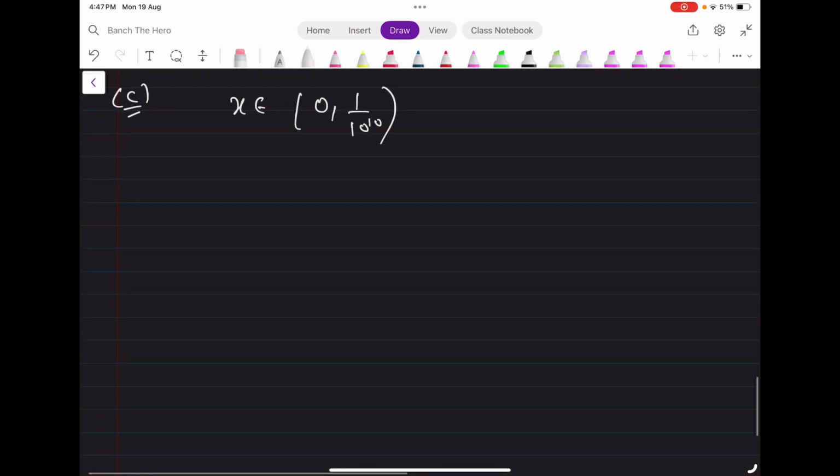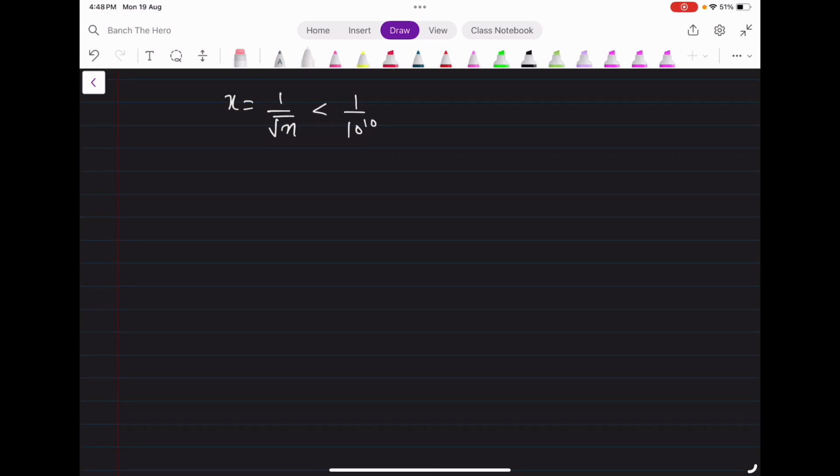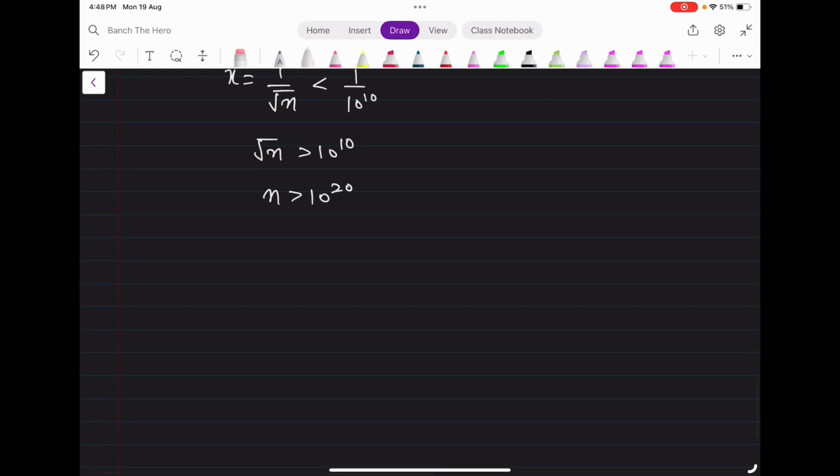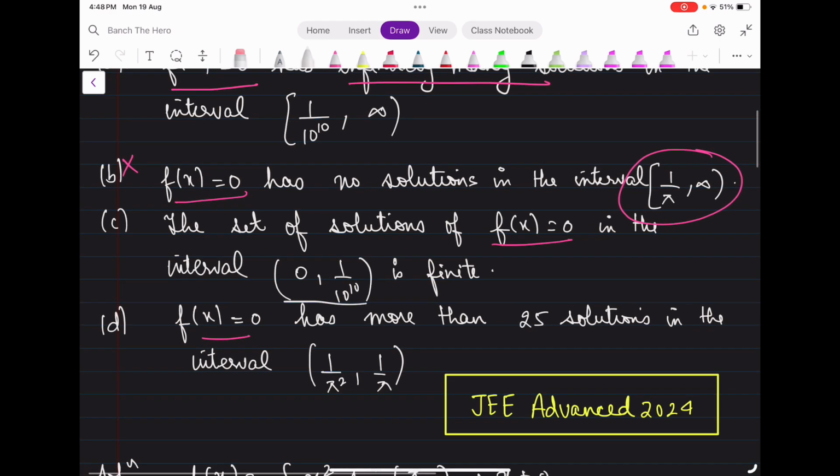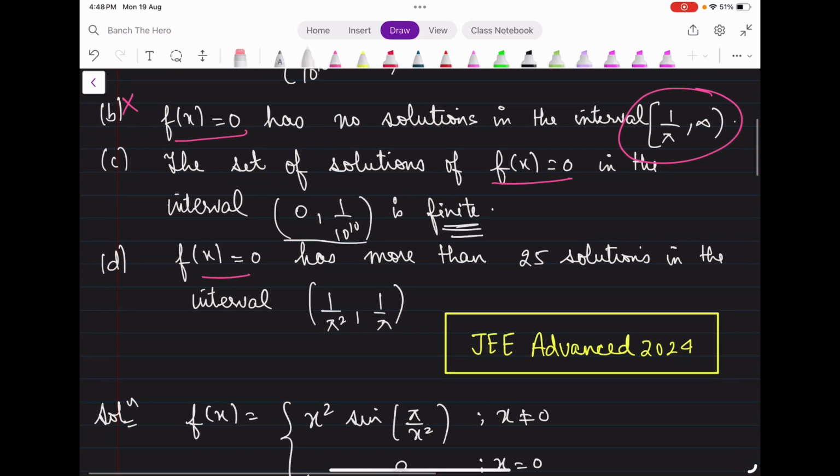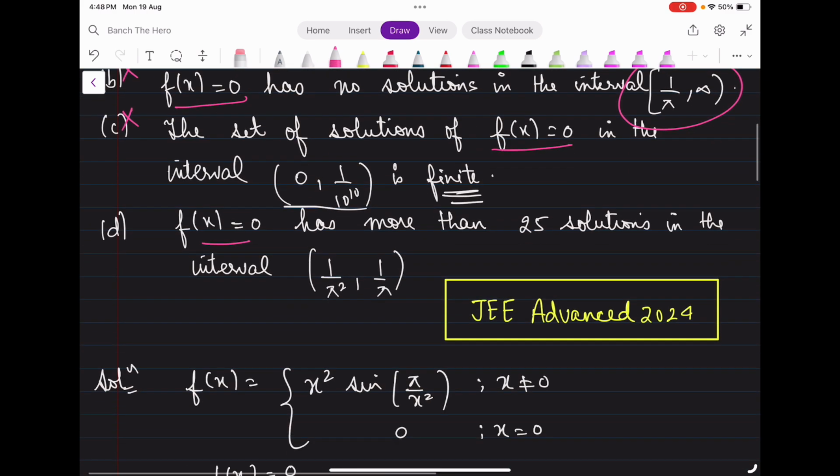Right? In that particular situation, what was your x? x was nothing but 1 by root n, between 0 to 1 by 10 raised to power 10. It's not greater, right? So now moving on, we cross multiply: root n greater than 10 raised to power 10. It means n should be greater than 10 raised to power 20, which gives us infinitely many solutions. But the third option says, just go back and check, the number of solutions are finite, but we got infinite solutions. It means third option is also wrong. So anyhow, we have eliminated three options, so it means D option is correct.